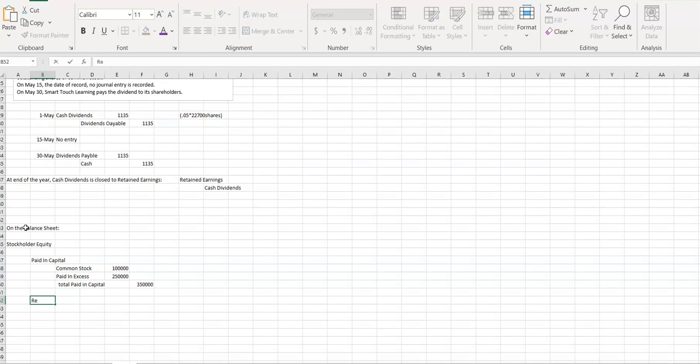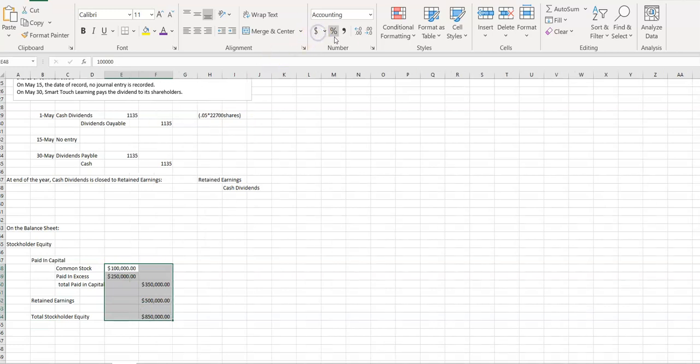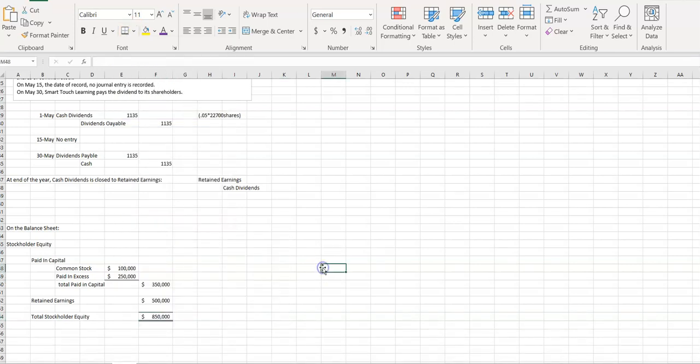Then you're going to have retained earnings, for whatever it might currently be. And then those two add up to give you total stockholder equity. And that is what your stockholder equity section is going to look like from now on.